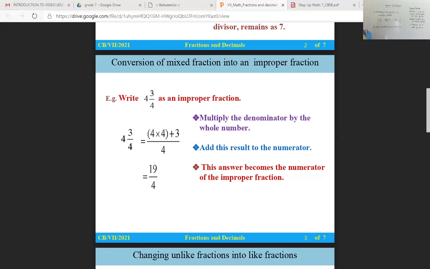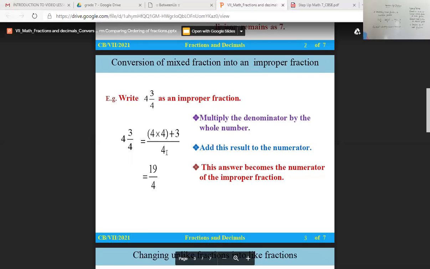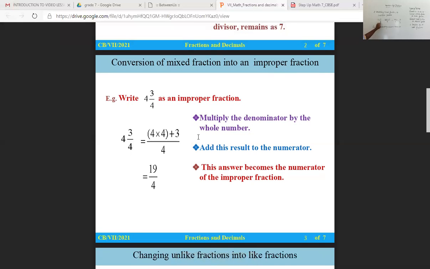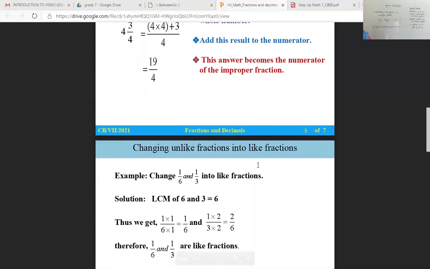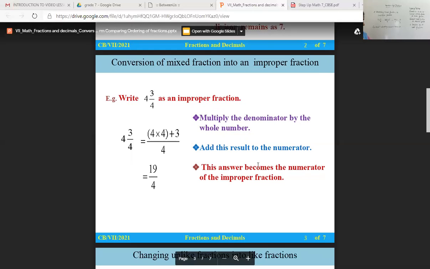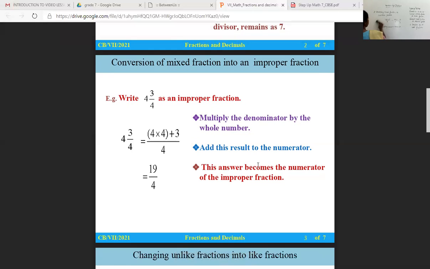So here it says: multiply the denominator by the whole number and add that to the numerator. Then what you get is the improper fraction. One more problem I'll solve. So 2, 5 by 7.